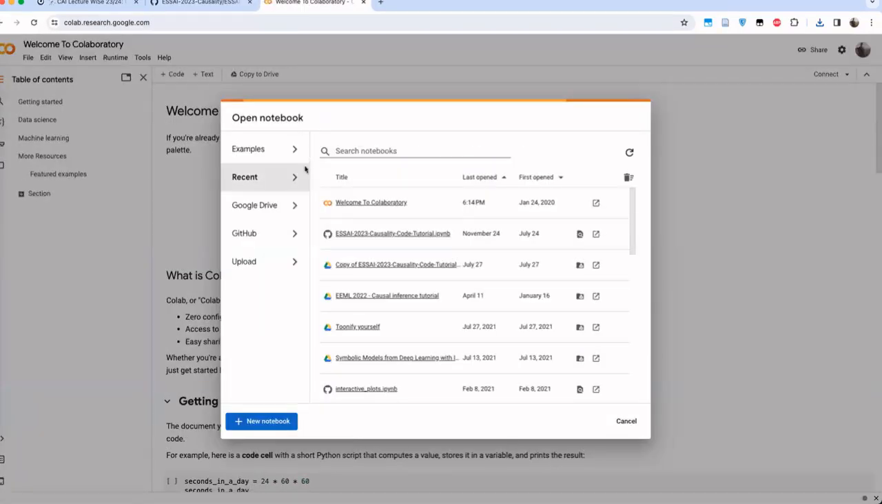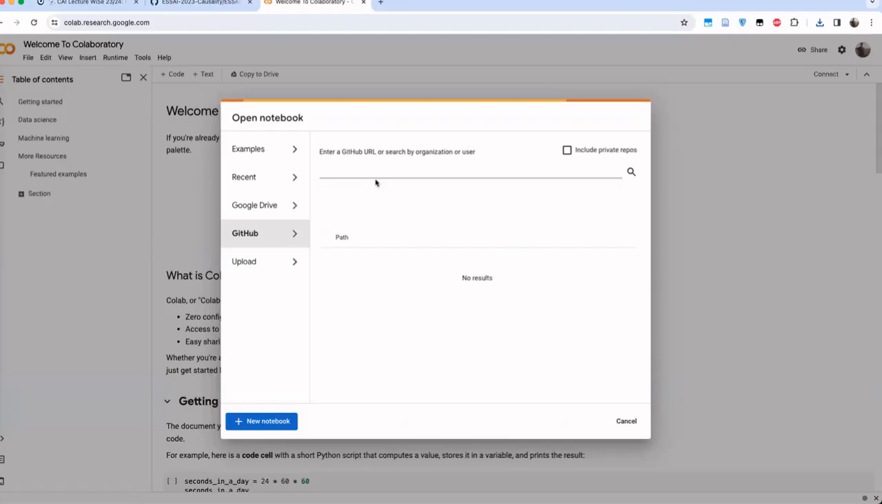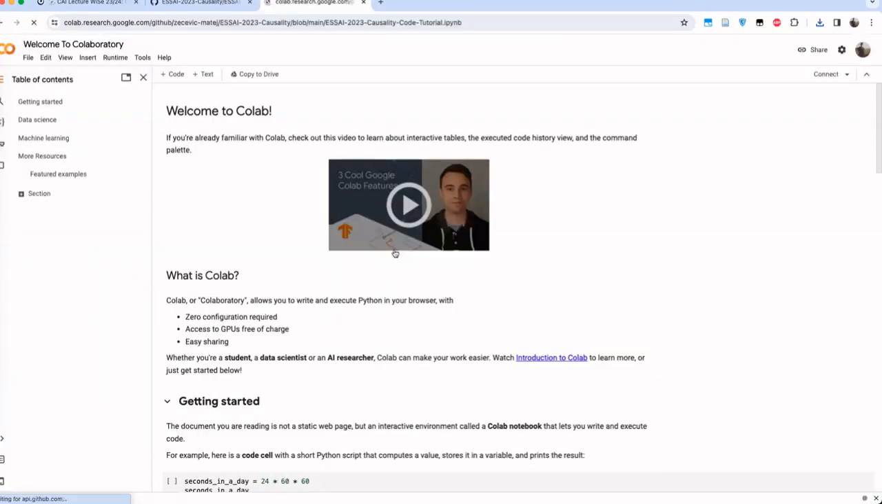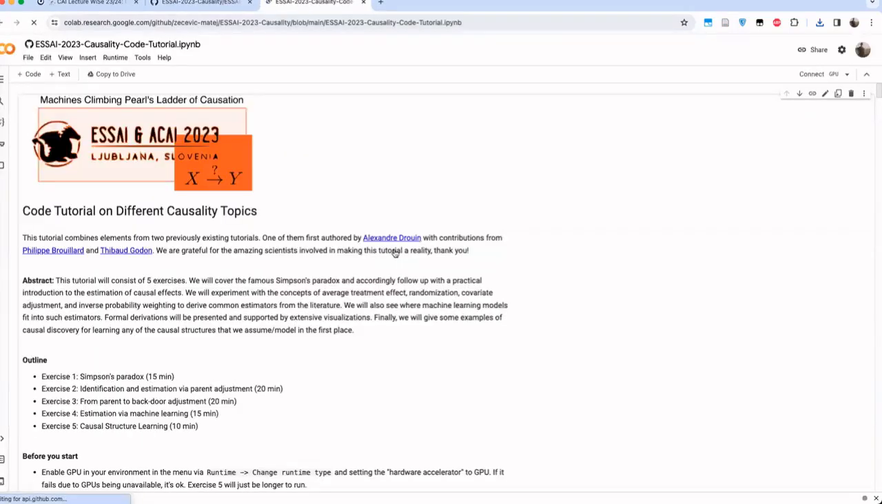As you can see, we have reached Colab. We can click here on GitHub, add the link, enter, and then open the tutorial here. Nice. So now we're in this environment.